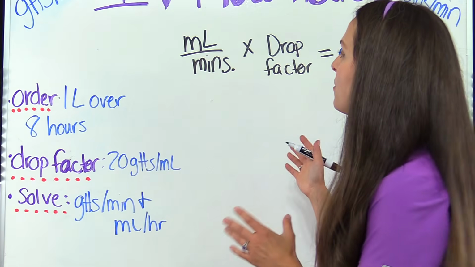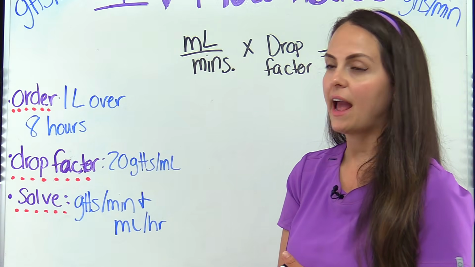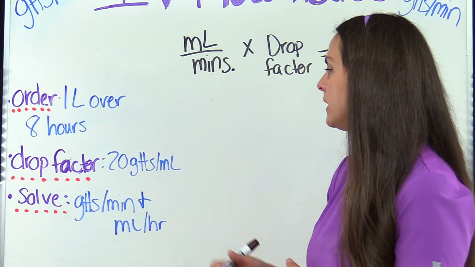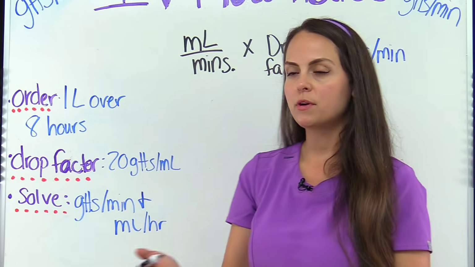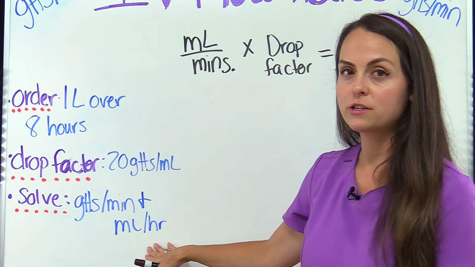Now let's look at this problem. It says that the physician has ordered 1 liter to infuse over 8 hours. We have a drop factor of 20 drops per milliliter, and it wants us to solve for 2 things. So we're going to solve for the drops per minute, but it also wants us to solve for the hourly rate, the milliliters per hour.